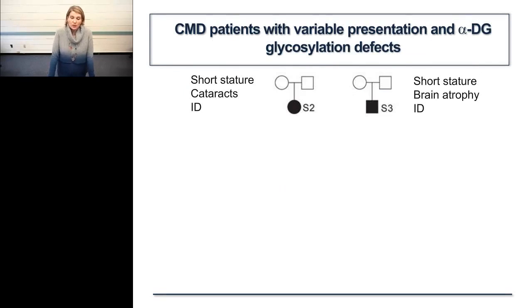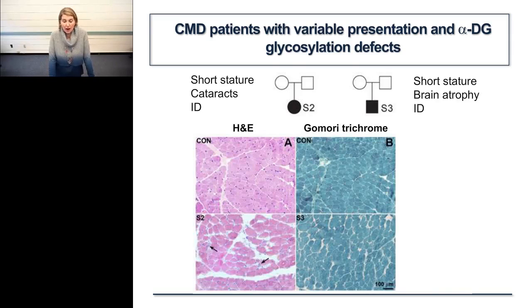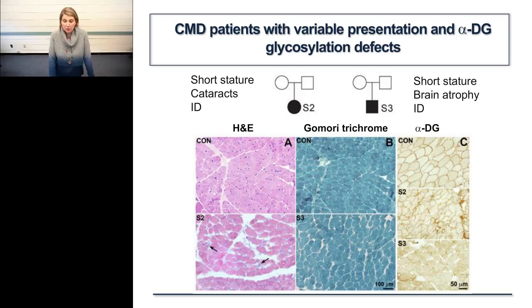So this started from two families that we received from Italy. It was one girl who had short stature, cataracts, and intellectual disability, and one boy with short stature, brain atrophy, and ID. They were not even that similar, but because of the extreme heterogeneity, we now sequence everybody, and we are completely agnostic on what the genetic cause for the disease is going to be. What we knew is that both of them had dystrophic features in their muscle, and that both of them had a disruption in the glycosylation of dystroglycan.